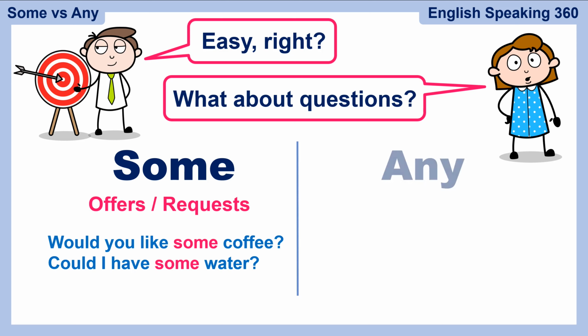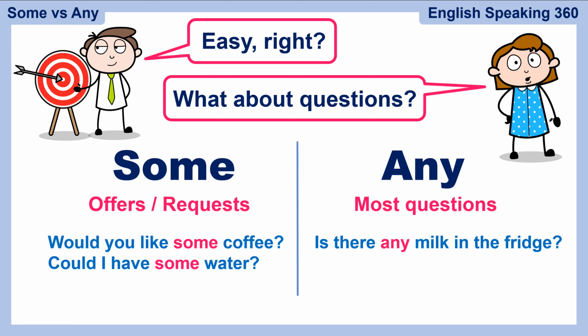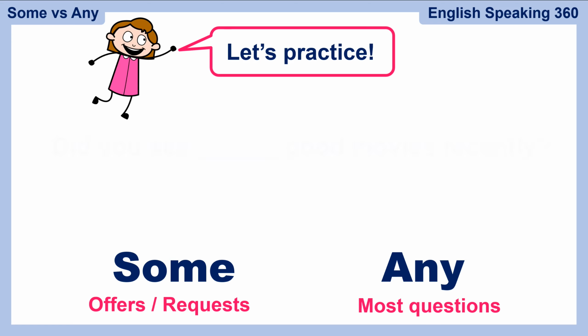On the other hand, any is used for most other questions. For example, is there any milk in the fridge? It's not an offer and it's not a request, so we use any. One more. Do you have any questions? It's not an offer and it's not a request. We use any. Let's practice.